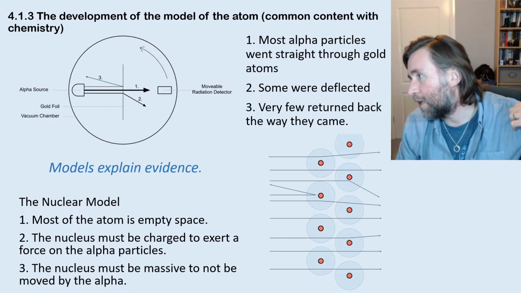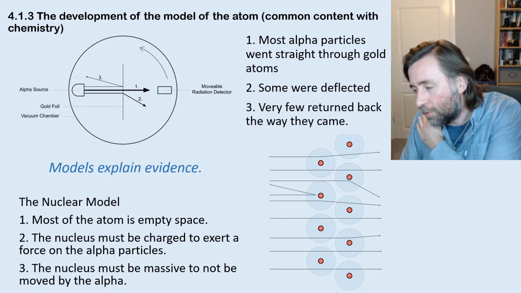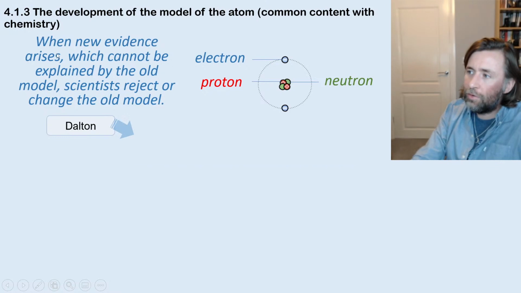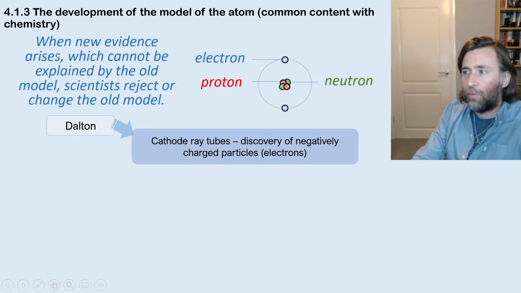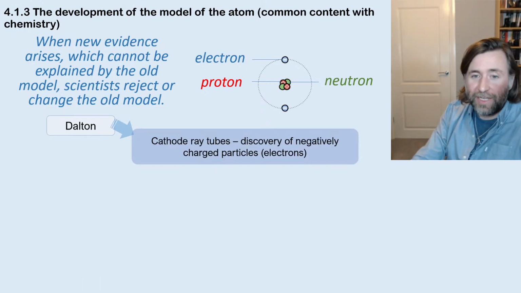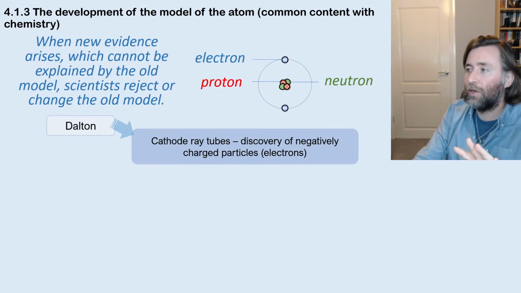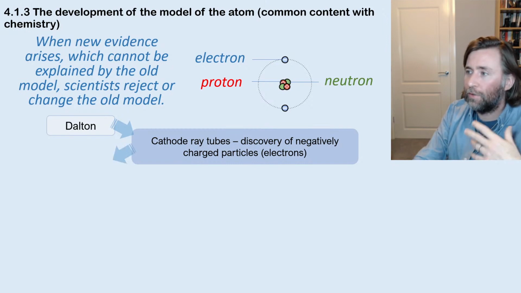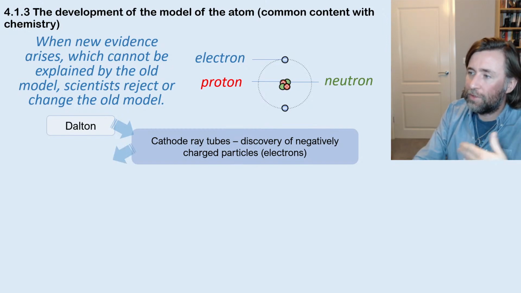So that is how his model explained the evidence. And as I say, this whole topic is all about when new evidence arises which cannot be explained by the old model, scientists either get rid of the old model and come up with a new one, or they change the model. Okay, so really this is a story about evidence.